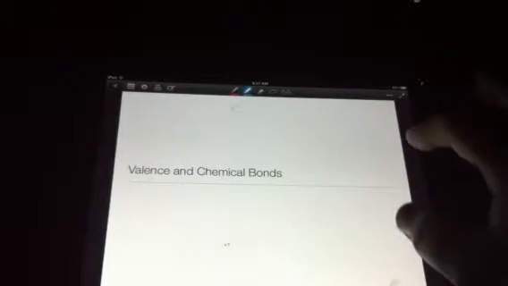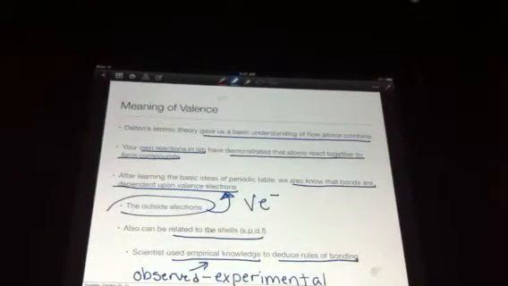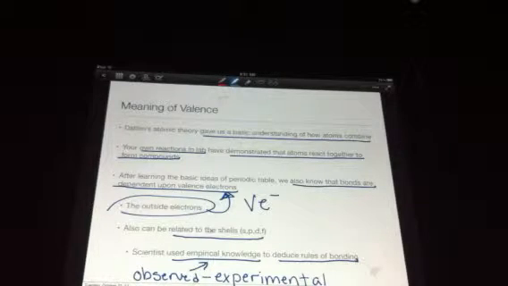Okay, this is on valence and chemical bonds. And the one thing I want to remind you about is that Dalton's atomic theory gave us a basic understanding of how atoms combine. We've looked at various reactions in lab, and we'll continue to look at reactions in lab. And they will continue to show us how atoms react together.